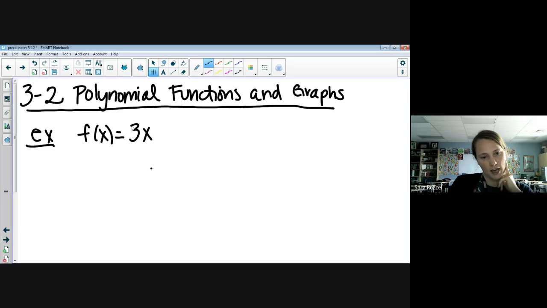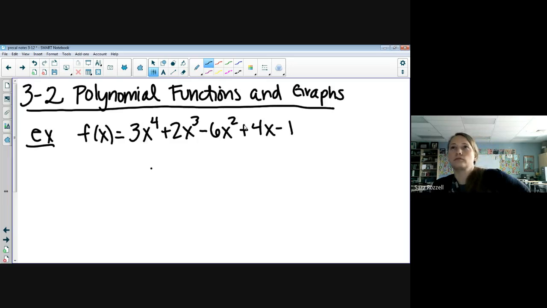Say we have 3x to the 4th plus 2x cubed minus 6x squared plus 4x minus 1. This is an example of a polynomial. Each of these groupings are called terms. This polynomial has 5 terms.